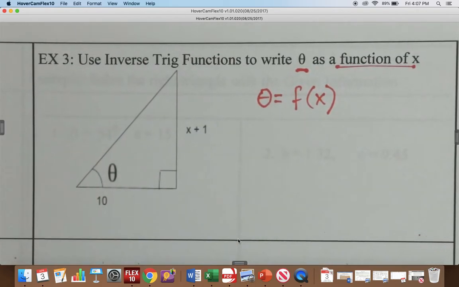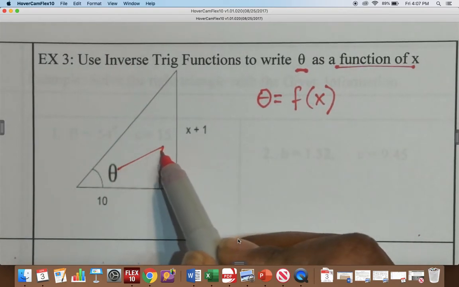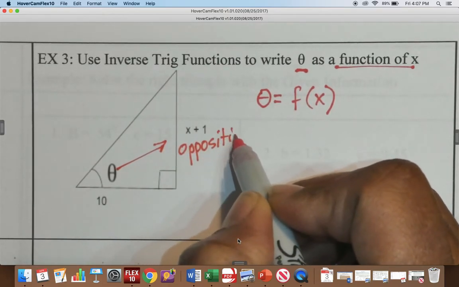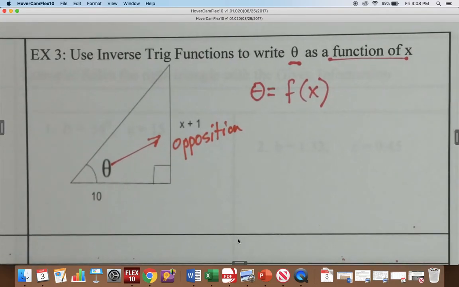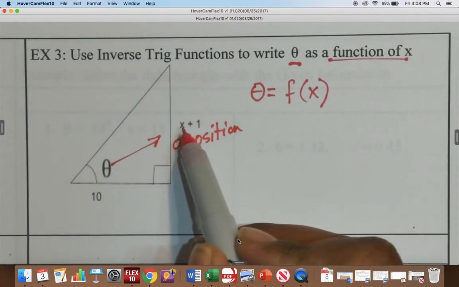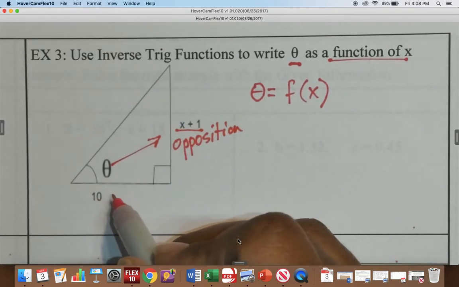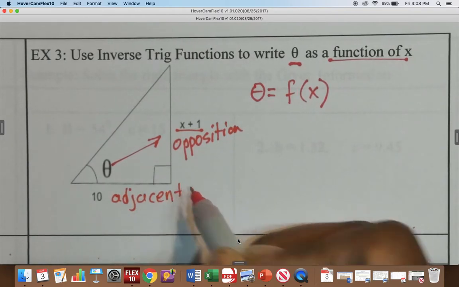So I look at this triangle and say, okay, what do I know about theta? What do I know about this triangle that would allow me to write an equation? I know theta is here. I know that the opposite side to theta is equivalent to the expression x plus 1. Now, we don't know what x plus 1 is. We don't even know what x is. But we know that the expression x plus 1 is equivalent to the side length here. And I also know that my adjacent side is 10.